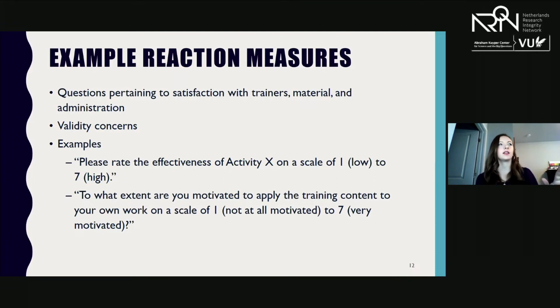So you can see here on the slide, I gave a couple of examples. You can ask trainees to rate the effectiveness of a specific activity on a scale of 1 to 7 or whatever scale range you prefer. Or you can ask them about their overall motivation for the course. So to what extent are you motivated to apply training content to your own work? So you can get a variety of perspectives from your trainees by looking at reactions data.